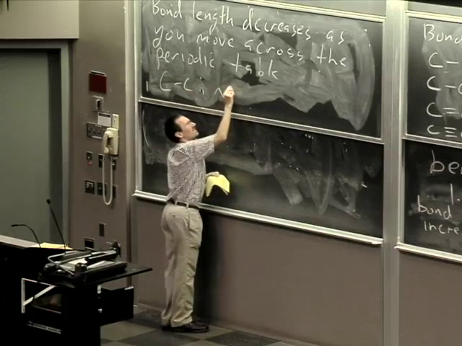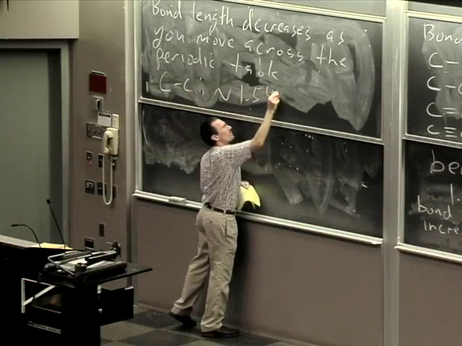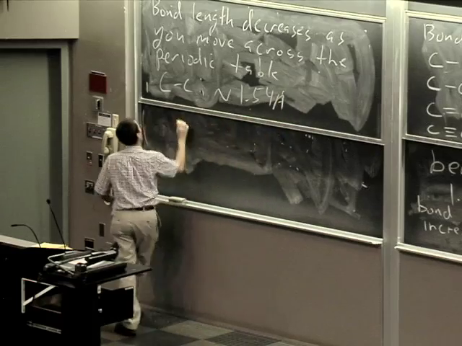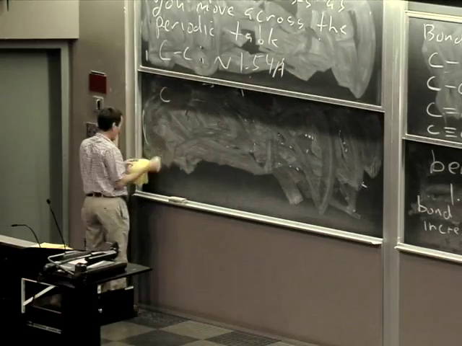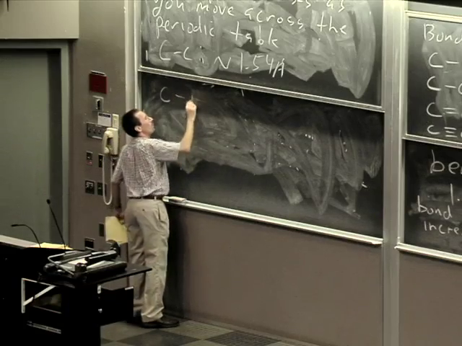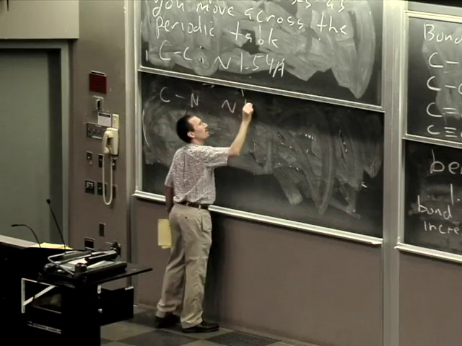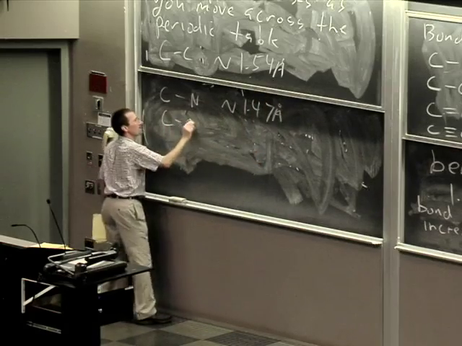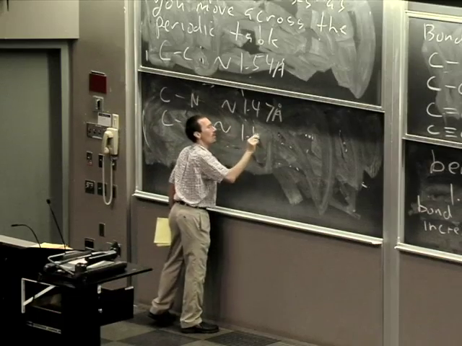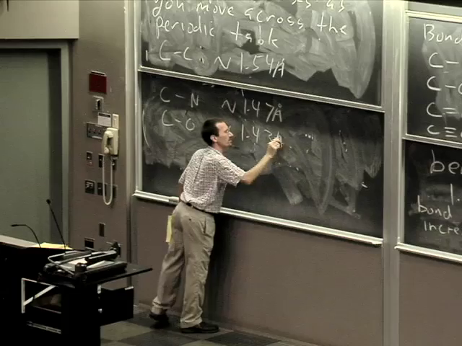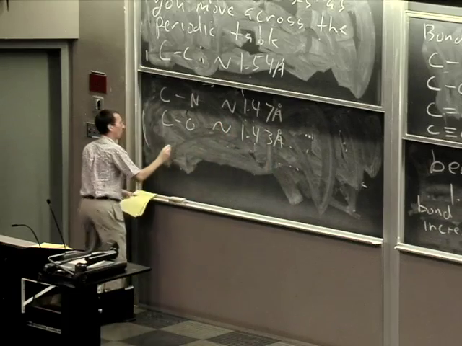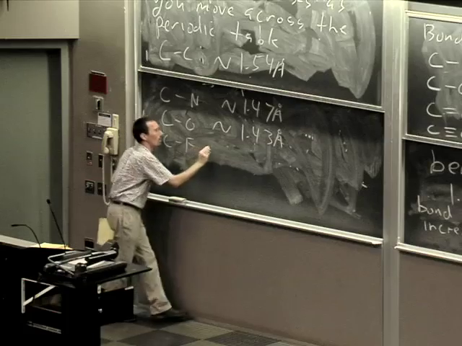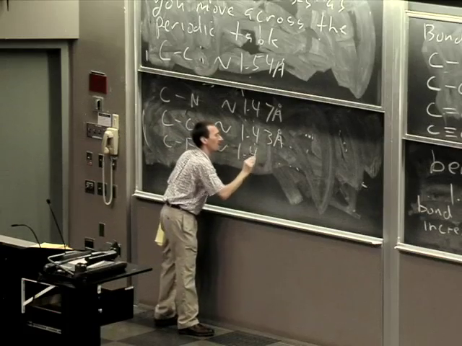Carbon-carbon single bond, about 1.54 angstroms. Carbon-nitrogen single bond, about 1.47 angstroms. Carbon-oxygen single bond, about 1.43 angstroms. And carbon-fluorine bond, 1.40.